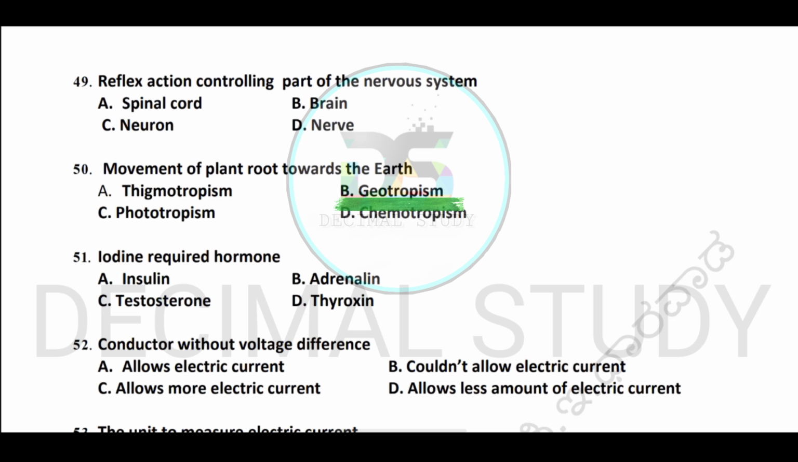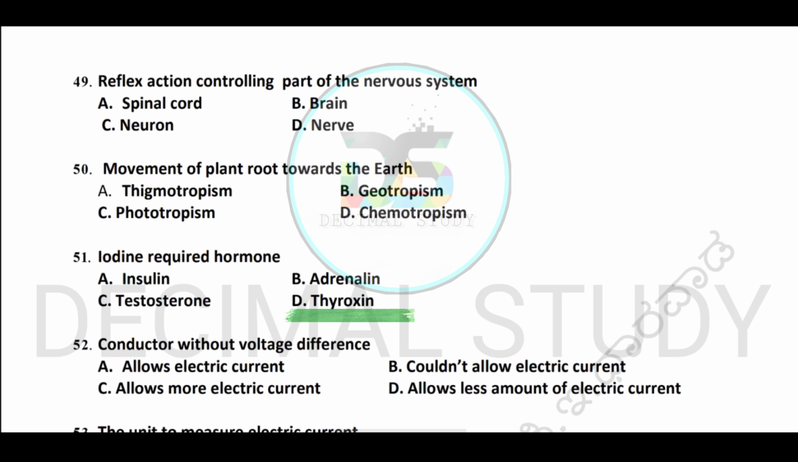Question number 51. Required hormone. Options are insulin, adrenaline, testosterone, thyroxine. The right answer is option D, thyroxine.